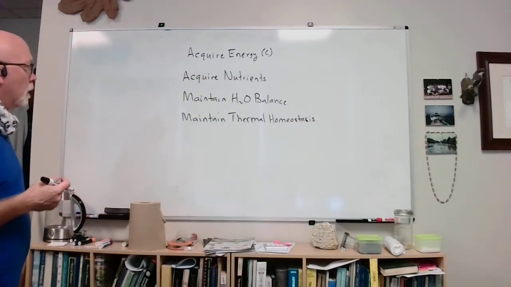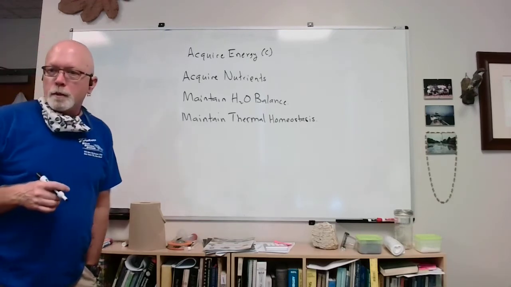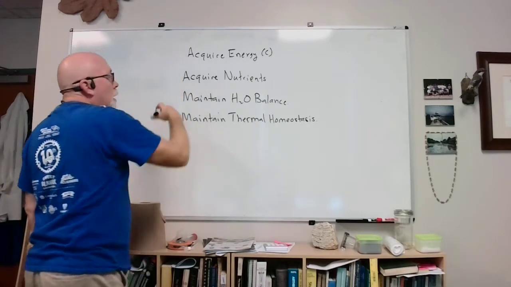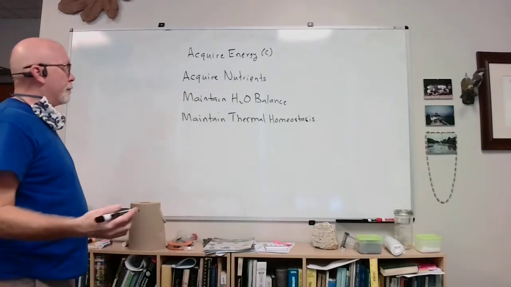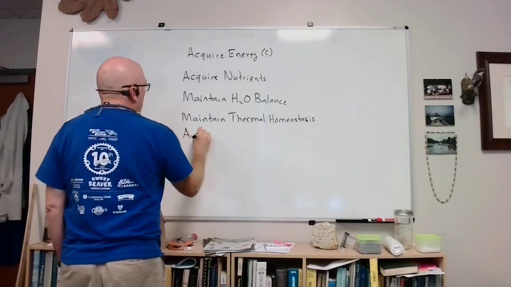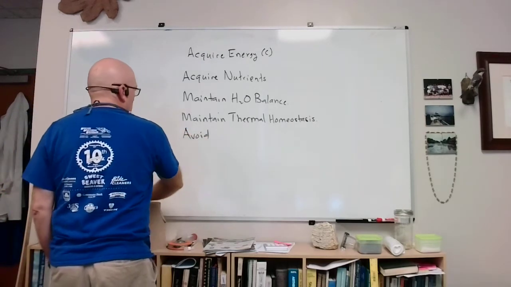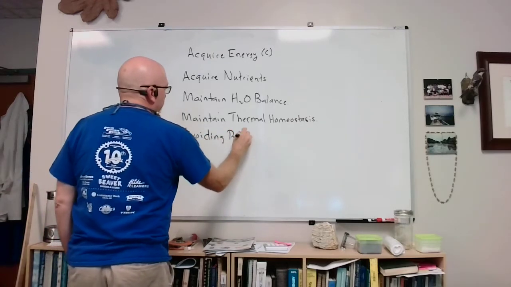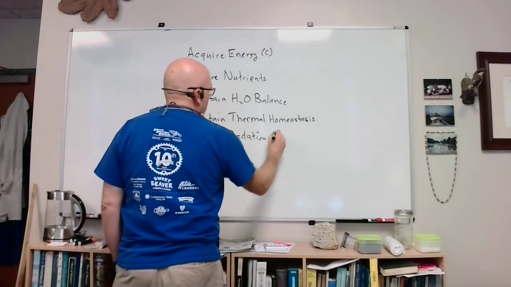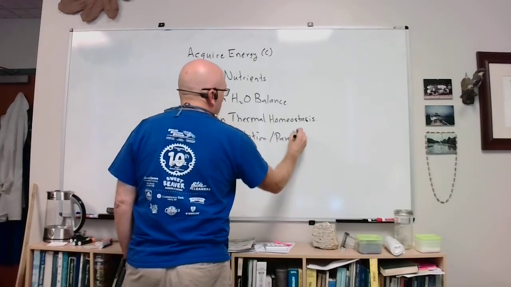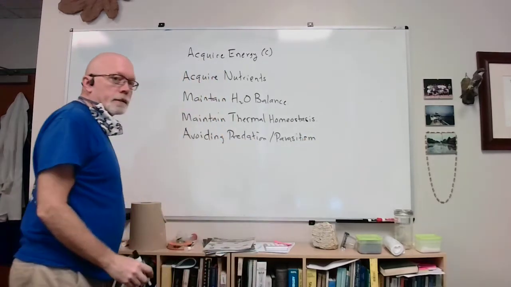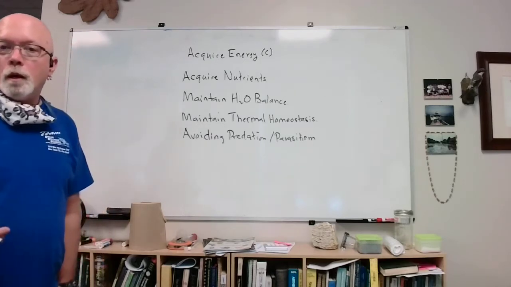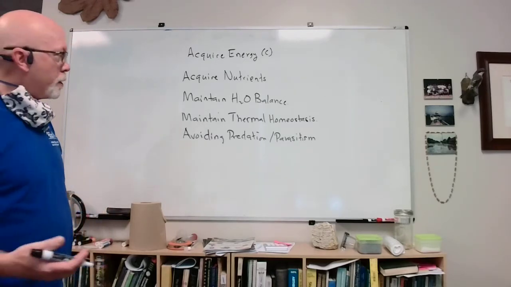So that's 4. Let's see, what are the other ones? Maintaining homeostasis. In the same way that organisms are trying to acquire energy, other organisms are trying to avoid becoming energy for something else. So avoiding predation or parasitism. Either one of these would be categorized the same. As a matter of fact, the way we mathematically model parasitism is the same way that we model predation.